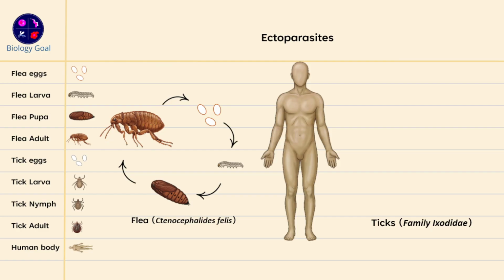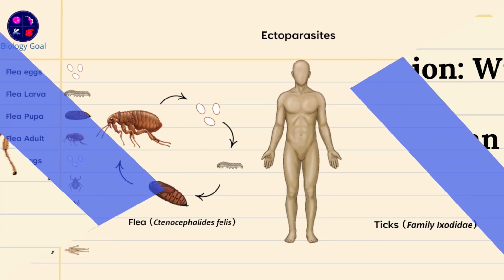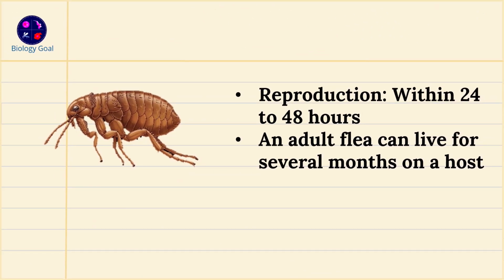The adult is going to find a host and have a blood meal, and after that it's going to start reproducing immediately. On the host, the adult flea is going to spend most of its time. Reproduction will start 24 to 48 hours after their first feed, and then females are going to lay eggs. The total lifespan of that particular flea is quite long.